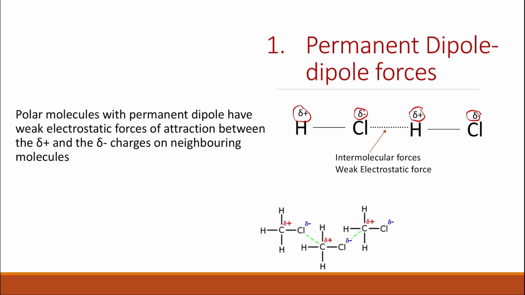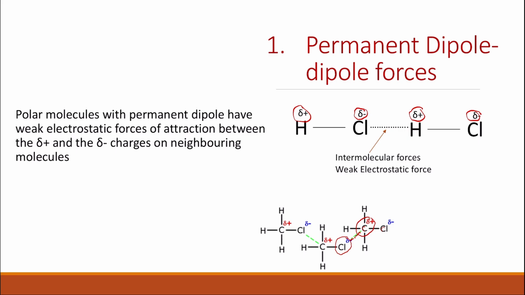We can also see that in something like chloromethane molecules, where there is a partial positive charge on the carbon and a partial negative charge on the chlorine. There will be a weak electrostatic interaction between the carbon with the partial positive charge and the chlorine on a neighboring molecule with the partial negative charge.